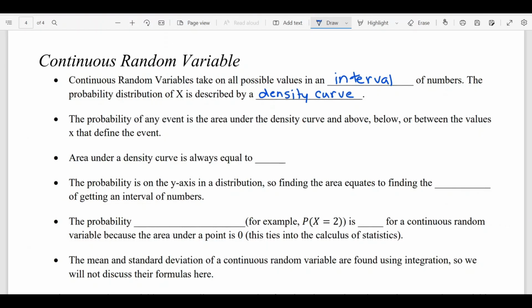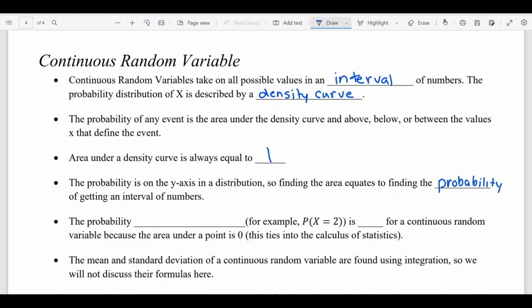Continuous random variables are usually described with functions, and functions on the coordinate plane. The probability of any event is the area under the density curve, whether it's above, below, or between values that define that event. The area is always equal to 1 underneath the entire density curve. Probability is on the y-axis. So finding the area equates to finding the probability in an interval of numbers.